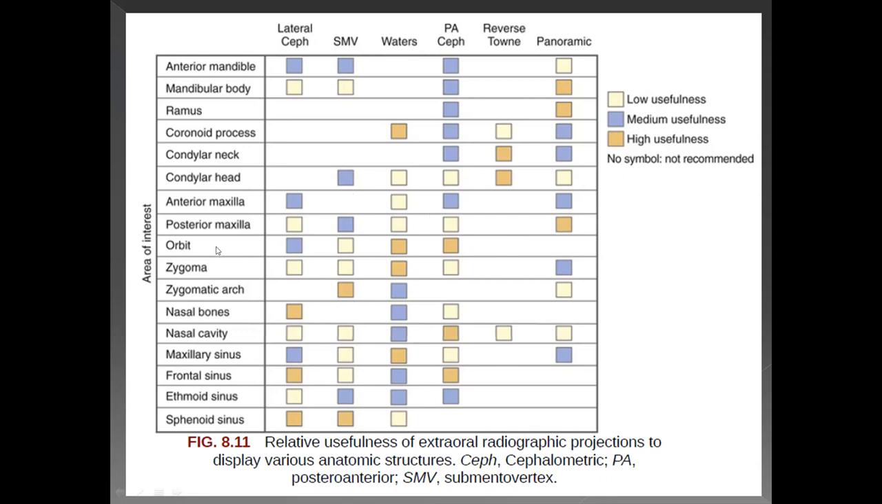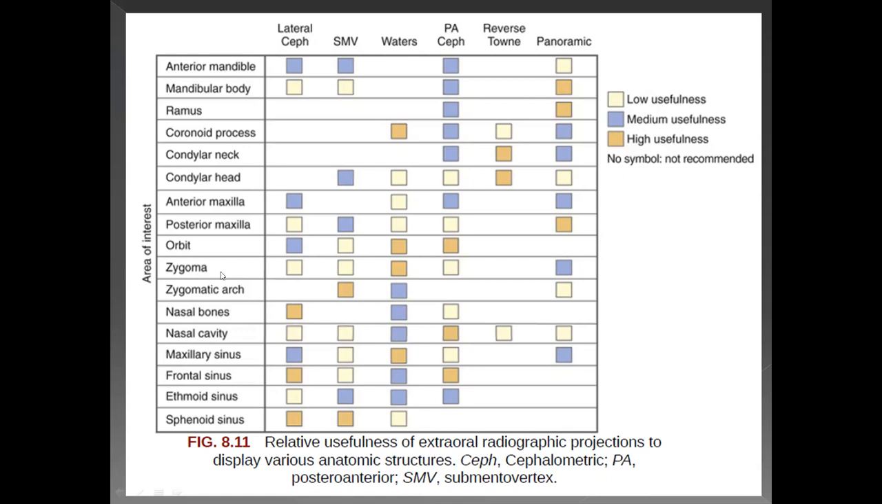What else? What about the orbit? In the orbit, two X-rays are best at evaluating it. That is your Waters view and your PA ceph. PA ceph, like I said, I'll be teaching you in the mandibular X-rays. You can get a medium amount of information on a lateral ceph regarding the orbit. It's not very helpful in that regard.